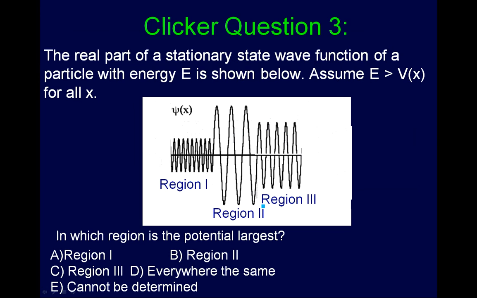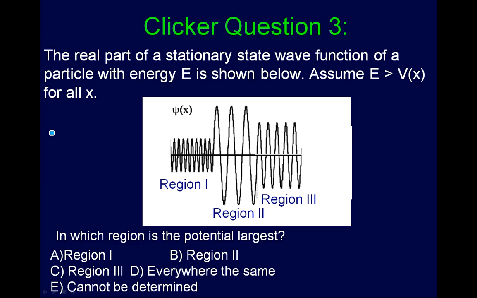Let's look at a clicker question here. Here we have the real part of a stationary state wave function of a particle with energy E, shown below. Assume E is greater than V of x for all x. That makes sense. It's wavy. In which region is the potential the largest? So take the rules we have and try to think about this one.